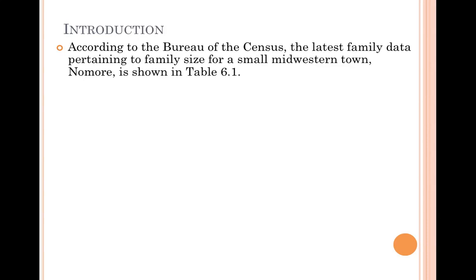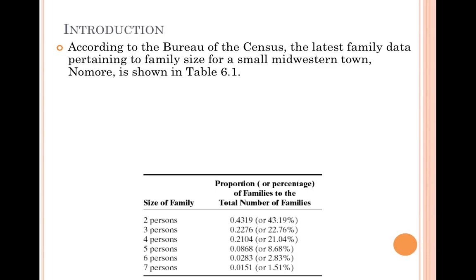According to the Bureau of the Census, the latest family data pertaining to family size for a small Midwestern town, Nomore, is shown in table 6.1. Okay, so we're looking at a table from your textbook. Table 6.1 has two columns: the size of a family, which looks like it can range from 2 people to 7 people, and the proportion, also expressed as a percent, because you see proportions in terms of decimals and then you see them in terms of percents, of families to the total number of families.